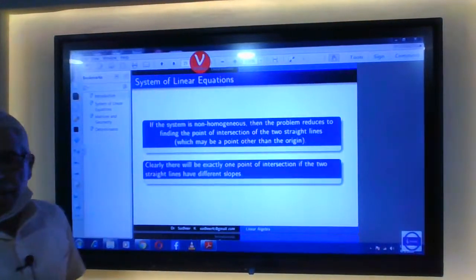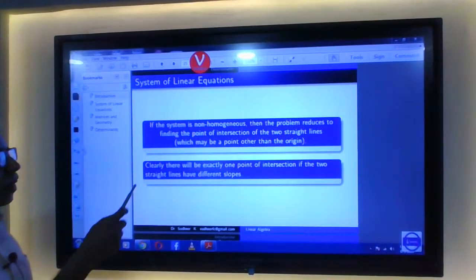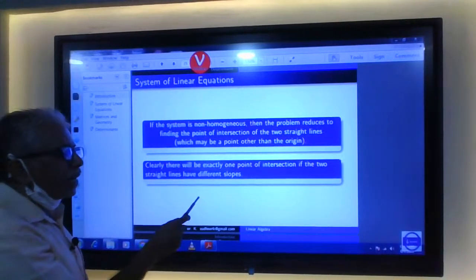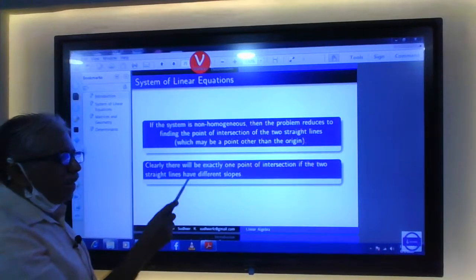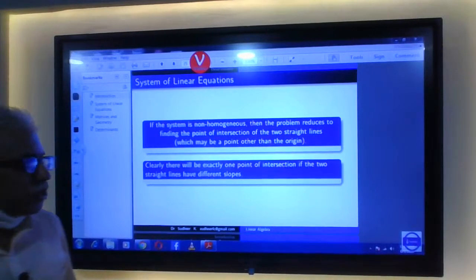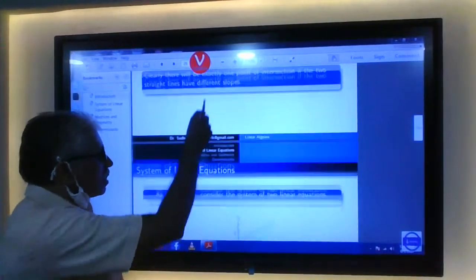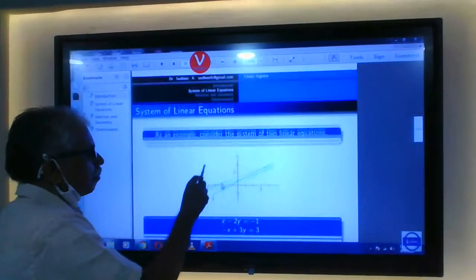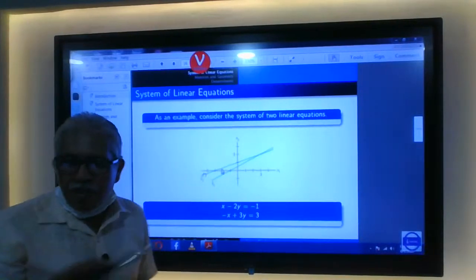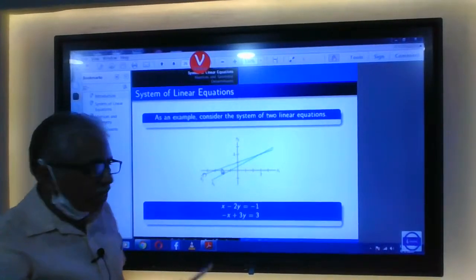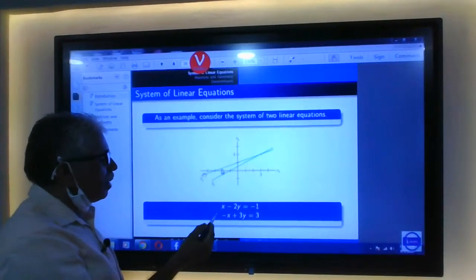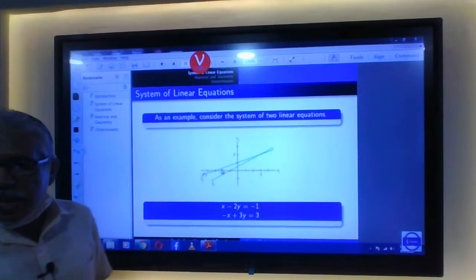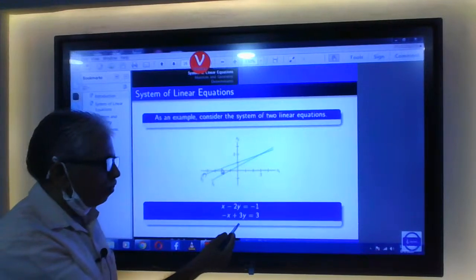So in the case of a non-homogeneous system, the problem reduces to finding the point of intersection of two straight lines, which may be a point other than the origin also. Clearly, there will be exactly one point of intersection if the two straight lines have different slopes. So let us check these with some examples. Try these yourself now. I'll give you a little bit of time. x minus 2y equal to minus 1 and x plus 3y equal to 3. These are the two equations.